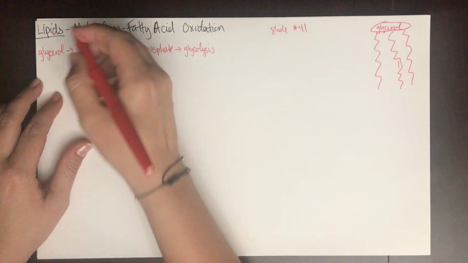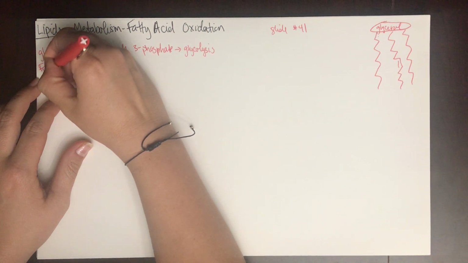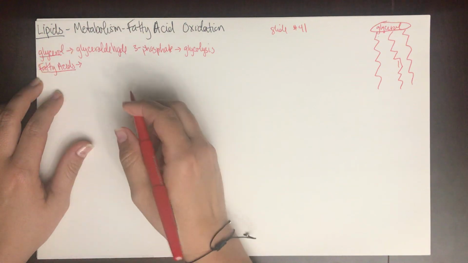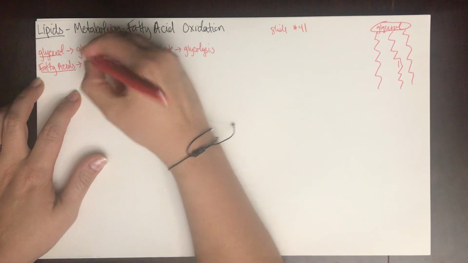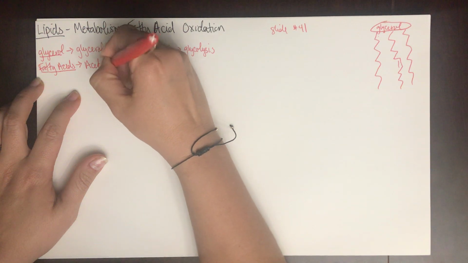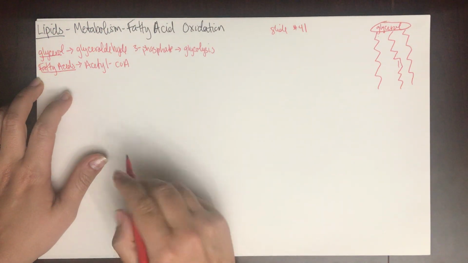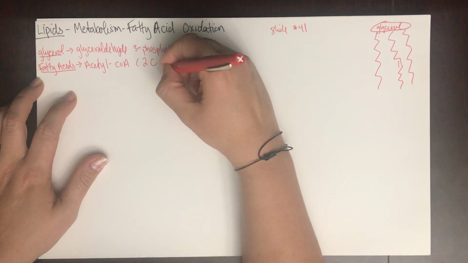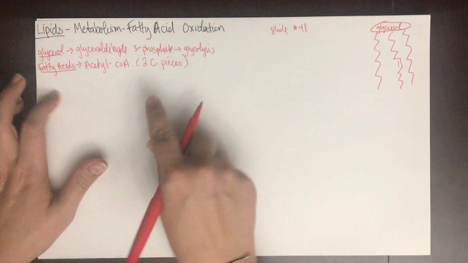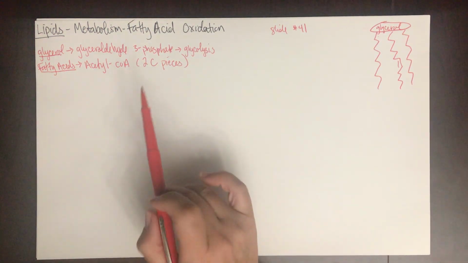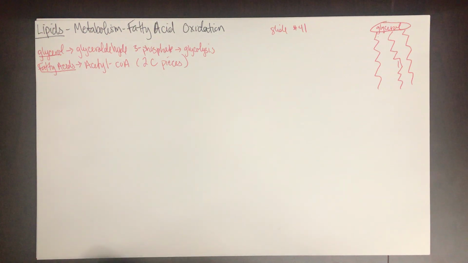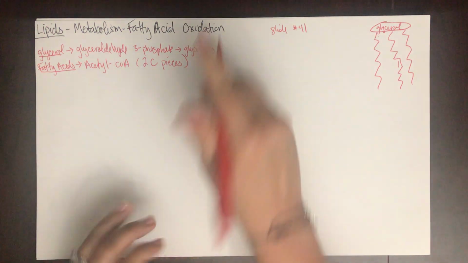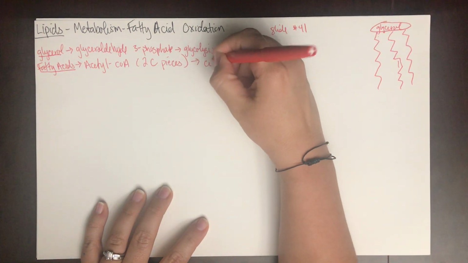The rest of these fatty acids are going to get converted into acetyl-CoA. Remember, acetyl-CoA is 2-carbon pieces. Because remember, we make a pyruvate, which is a 3-carbon piece, but then we lose a carbon dioxide, which removes a carbon when we go from pyruvate to acetyl-CoA, and then acetyl-CoA goes into the citric acid cycle.